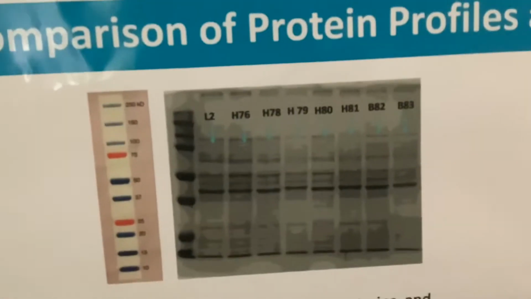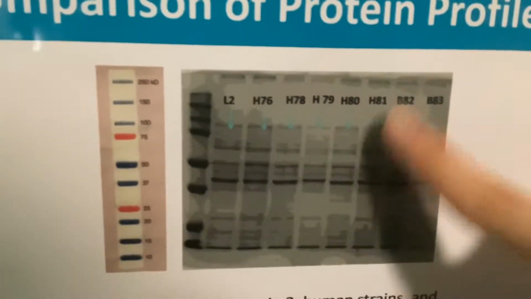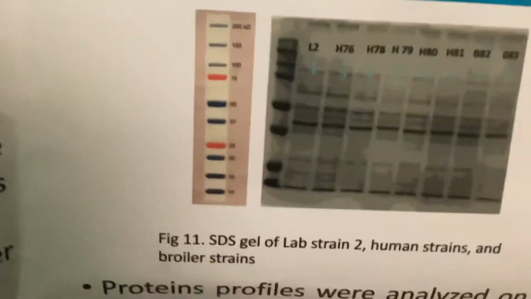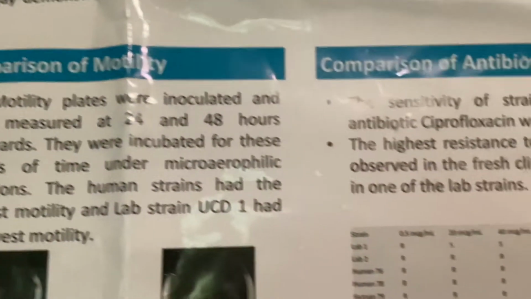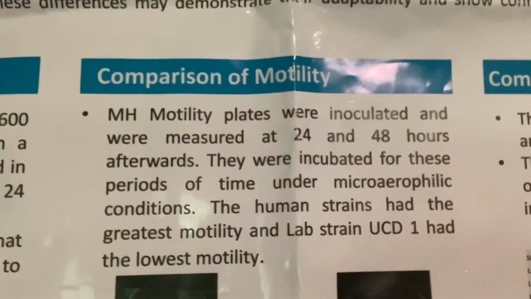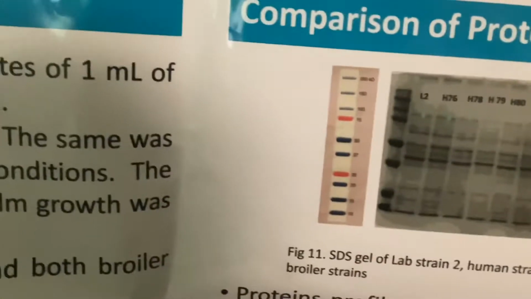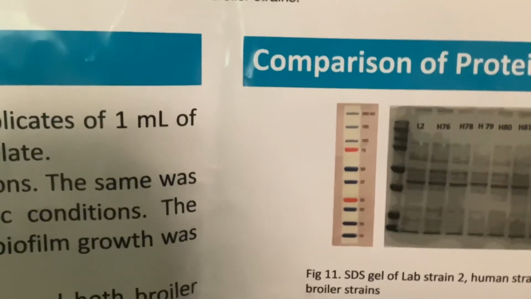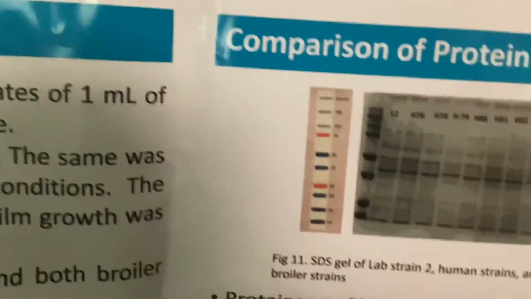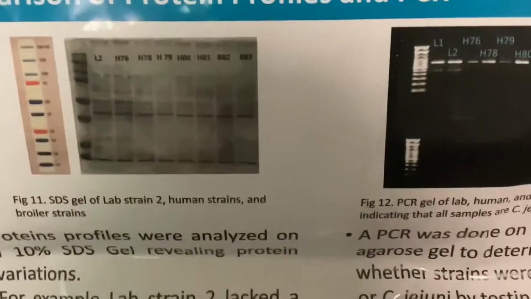And this little gel here just showed differences in protein bands, and that just means that there are variations, and those variations in proteins could also influence all of these other phenotypes. Like maybe there's a protein that makes a bacteria have greater motility, or for example, lab strain 2 didn't have a little double band, and strain 79 had a higher protein up here. I don't know, maybe they have to do something with the antibiotic resistance. I would need more research in the future.